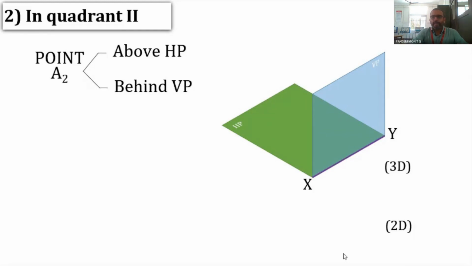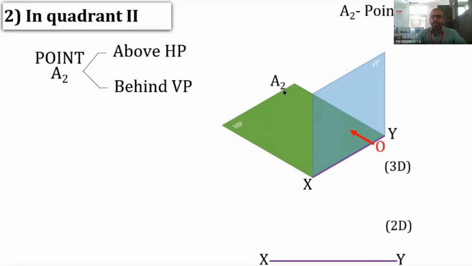So now here is the XY line. The XY line is the line of intersection of HP and VP. It is here. Now we draw the XY line in 2 dimensions also. In our actual 2-dimensional drawing, the XY line is drawn as a horizontal line. Now our point is here. This is the point A2.